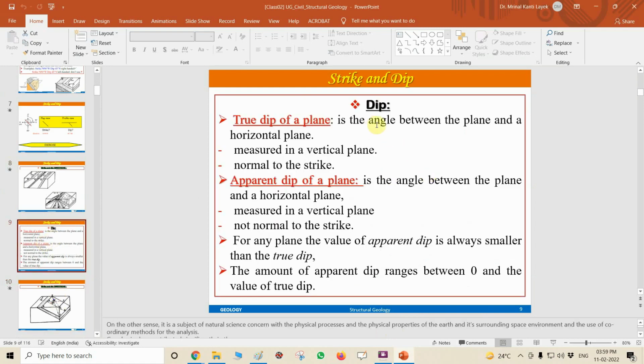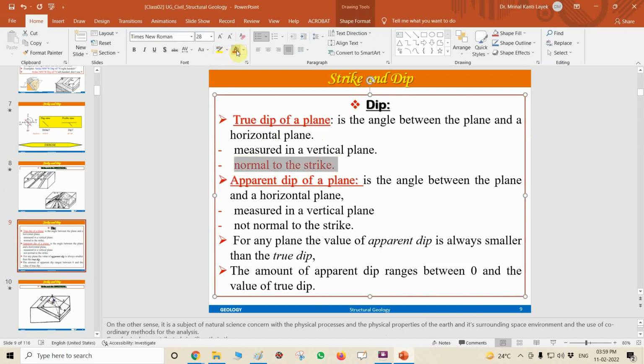So true dip is the angle between the plane and the horizontal plane, normal to the strike. That's the important criterion here. It should be normal to the strike. Apparent dip you can take in any angle.